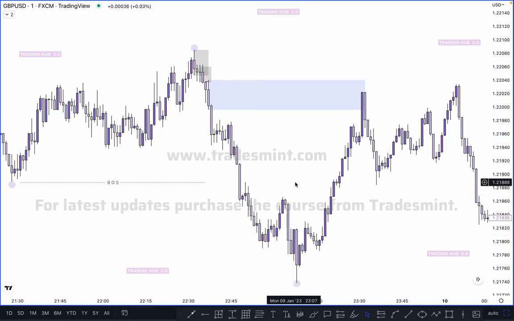Where is our next order block? This candle taken out this liquidity right here. Okay, it means this candle acts like our order block. Let me show you exactly at this point, right? So this becomes our valid order block also.